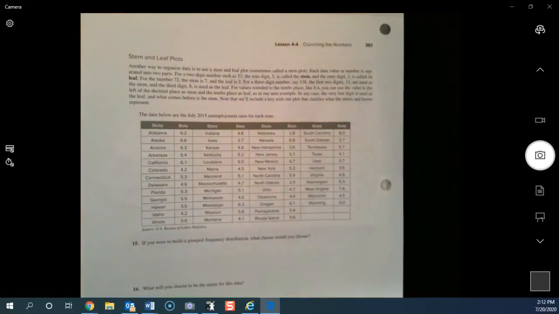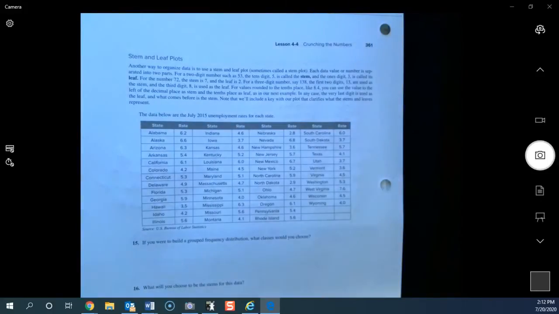Now we come here to the back. We have what we call stem and leaf plots. It says another way to organize data is to use a stem and leaf plot, sometimes called a stem plot. Each data value or number is separated into two parts. For a two-digit number such as 53, the tens digit 5 is called the stem, and the ones digit 3 is called its leaf. For the number 72, the stem is 7 and the leaf is 2.